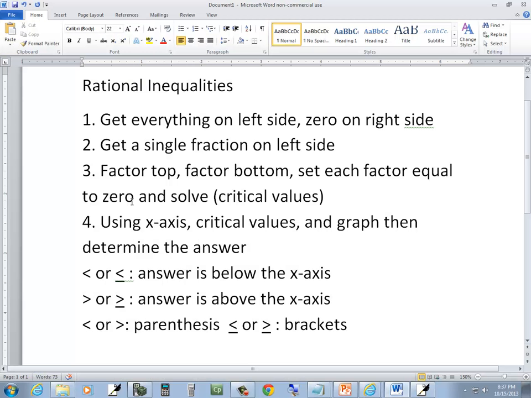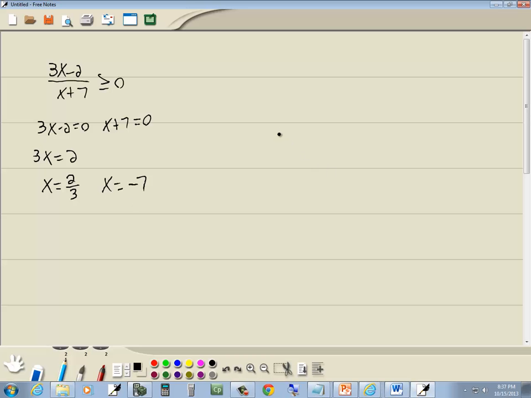Now step 4, using the x-axis, critical values, and graph, then determine the answer. Well, our smallest critical value is negative 7, so it goes there, and 2/3 goes here. Clear over here is negative infinity, clear over here is positive infinity. You split them into intervals.